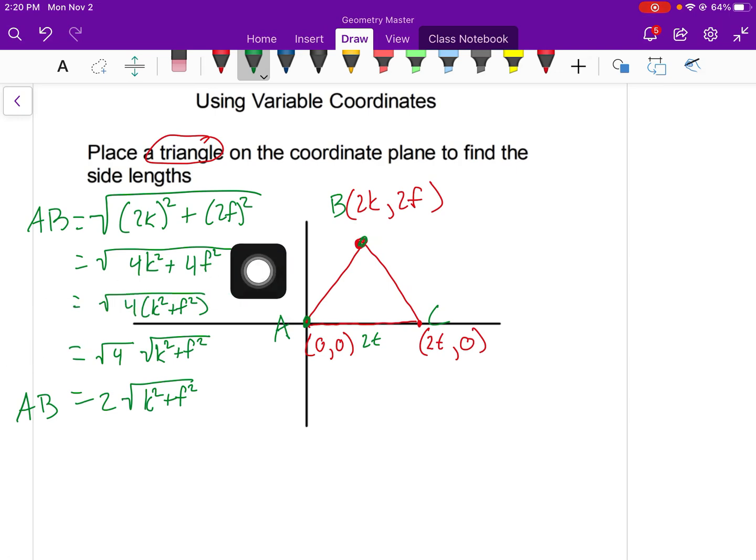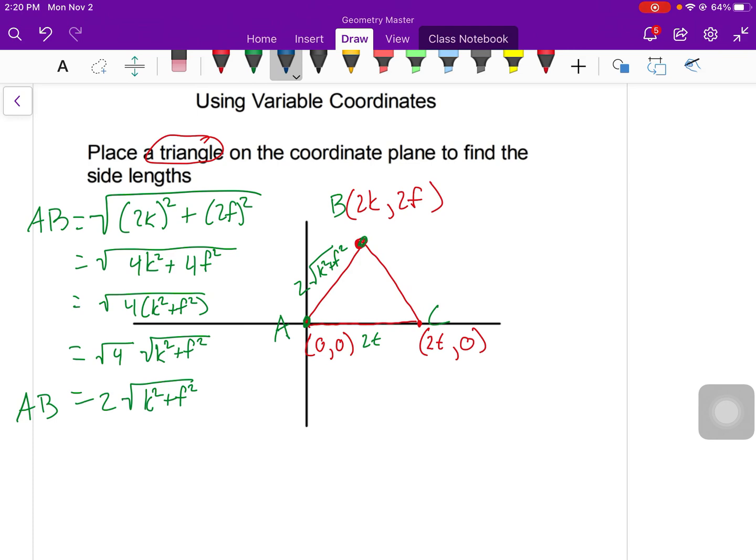I went through that really fast. All I'm doing is the distance formula and simplifying. Okay, I squared the things. I factored a 4. When you do that, it's another version of using that factor tree. But that would be what this length is: 2 times the square root of K squared plus F squared.